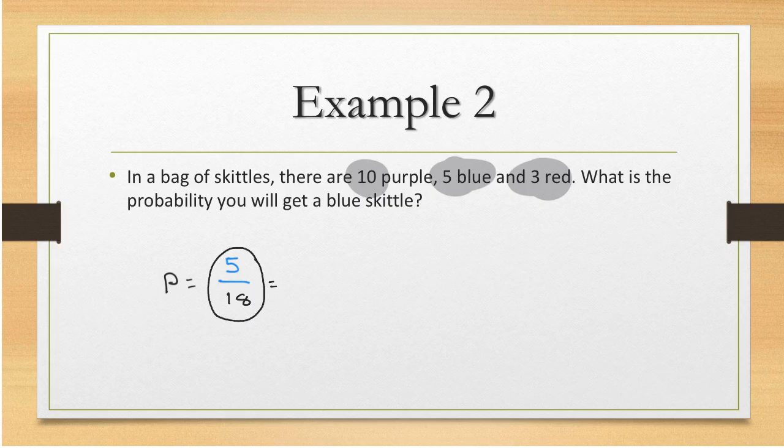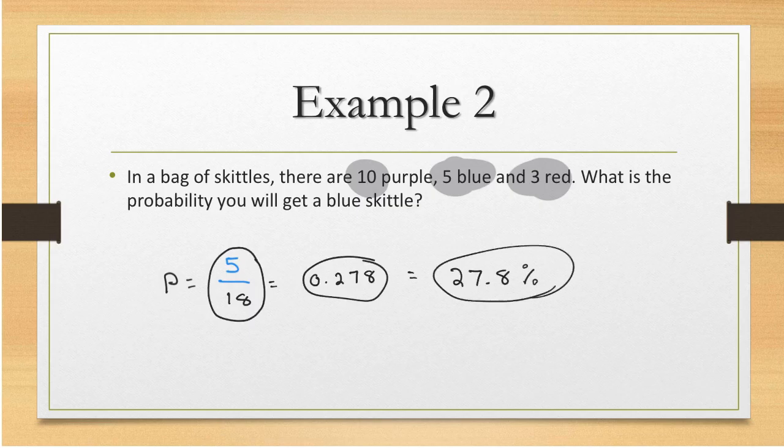We could write this as a decimal. So the decimal form of 5 over 18 is going to be 0.278. Okay, or we could write this as a percentage. Okay, we could have 27.8%. So I know that 27.8% of the time, I'm going to come out with a blue Skittle.